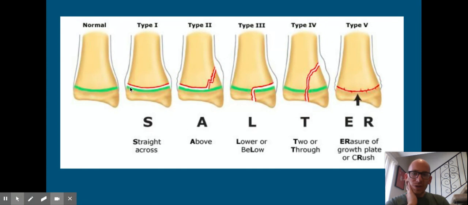First one is if you get the fracture straight across, above, coming into it and then through, lower, all the way through it, or a crushing fracture, pushing it through the growth plate. So those are known as Salter fractures. And these are particularly dangerous for adolescents because of stunted growth.